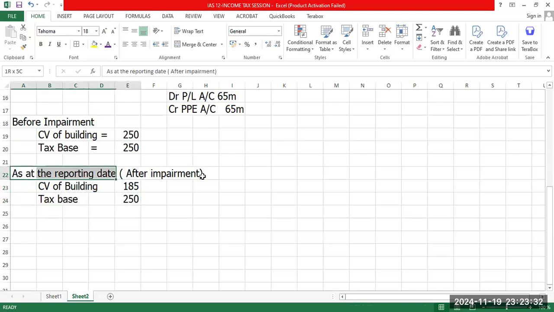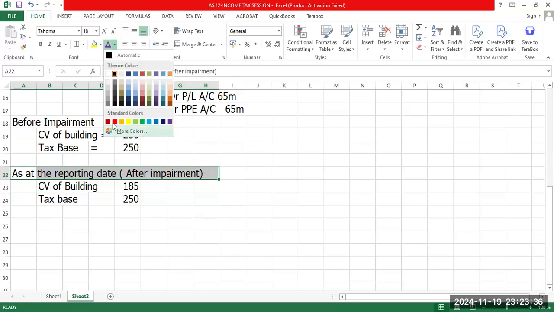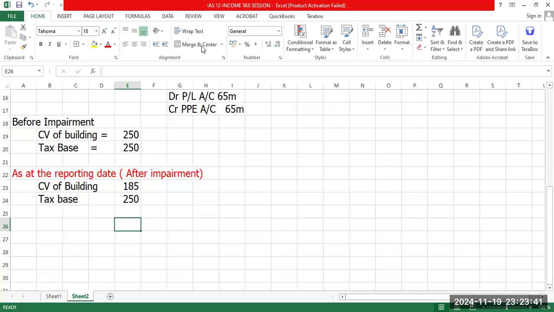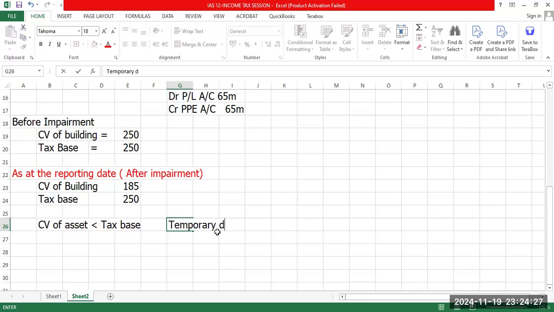So if you have this at the reporting period, the question is, the difference between carrying value and the tax base, is it taxable or deductible? This is an asset, and you see that the carrying value of the asset here is less than the tax base. Do you have a deductible difference or a taxable difference? It's a deductible temporary difference. Since it is a temporary deductible difference, it will result into what?